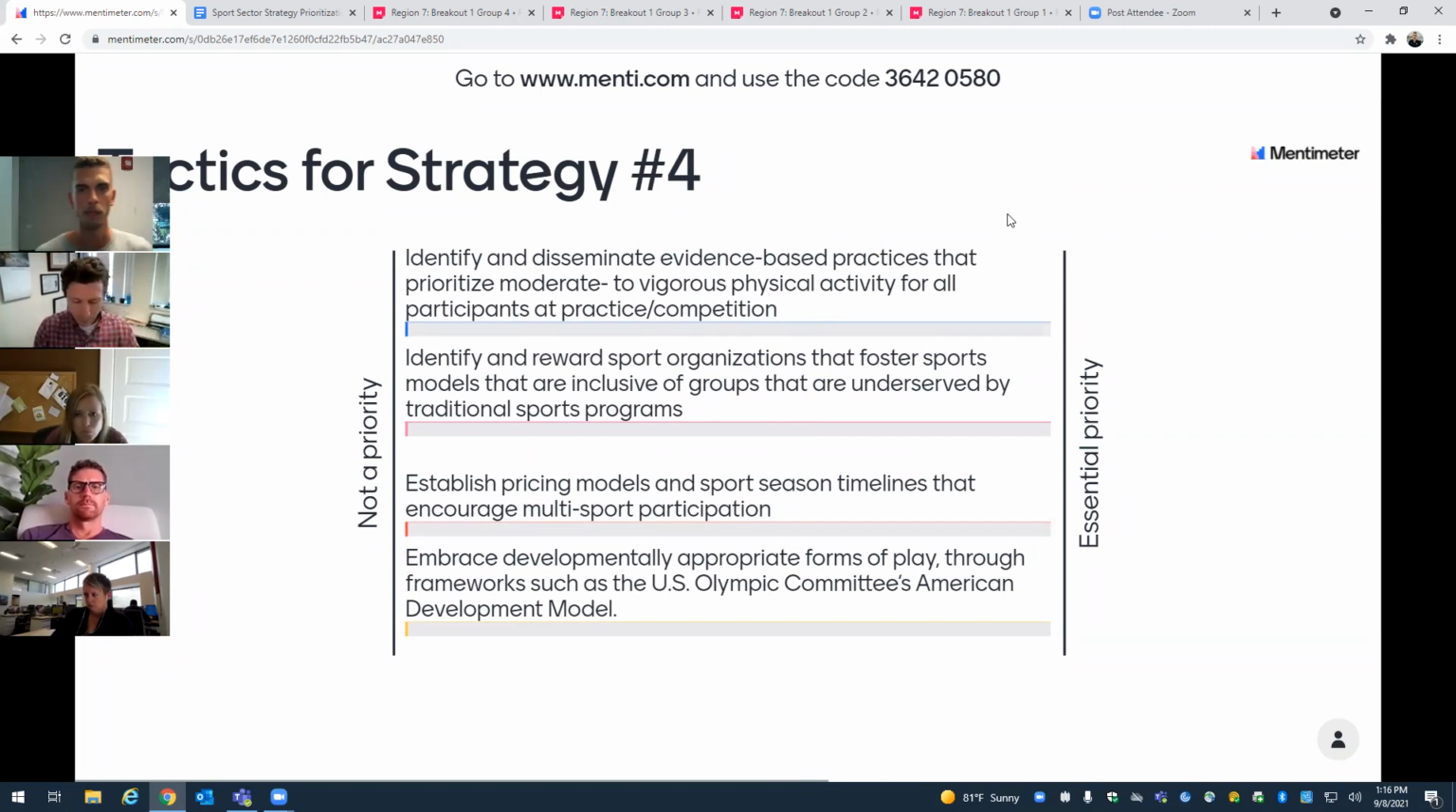So we'll go back to that Mentimeter, 36420580. And remember, this is going to be a 5-point scale.